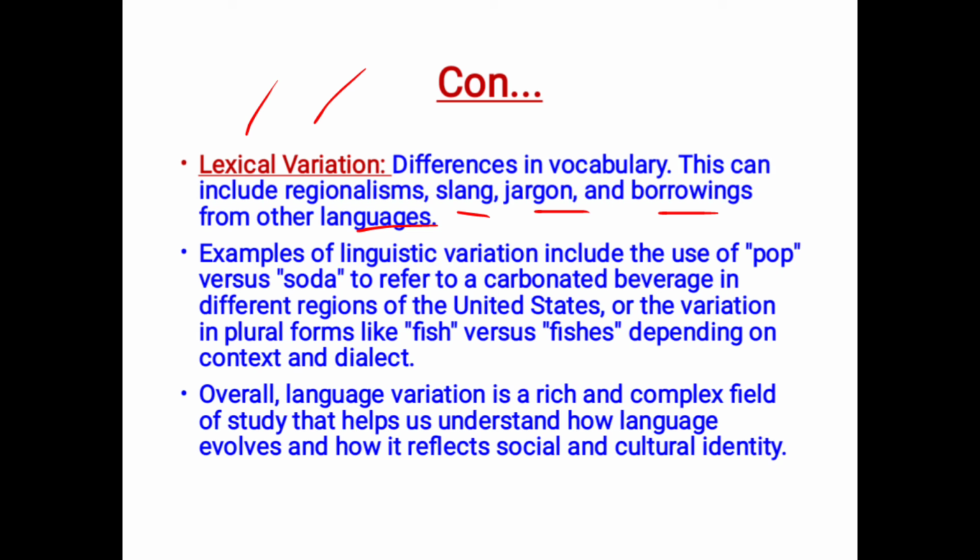Examples of linguistic variation include the use of pop versus soda to refer to a carbonated beverage in different regions of the United States, or the variation in plural forms like fish versus fishes. Even the plural of fish itself is fish, okay, depending on the context and dialect. Overall, language variation is a rich and complex field of study that helps us understand how language evolves and how it reflects societal and cultural identity.